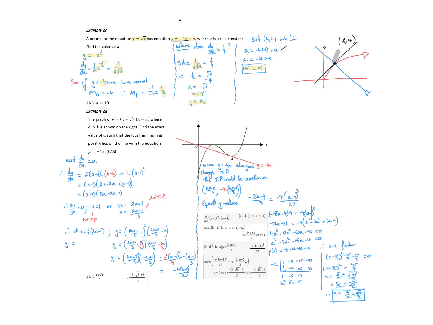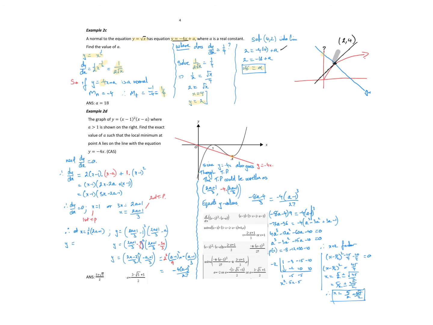2D. The graph of y equals x minus 1 squared times x minus a is shown on the right. So there's the graph of it. Find the exact value of a such that the local minimum at the point A lies on the line with equation y equals minus 4x. In other words, y equals -4x has to go through the point A, which is the local minimum.